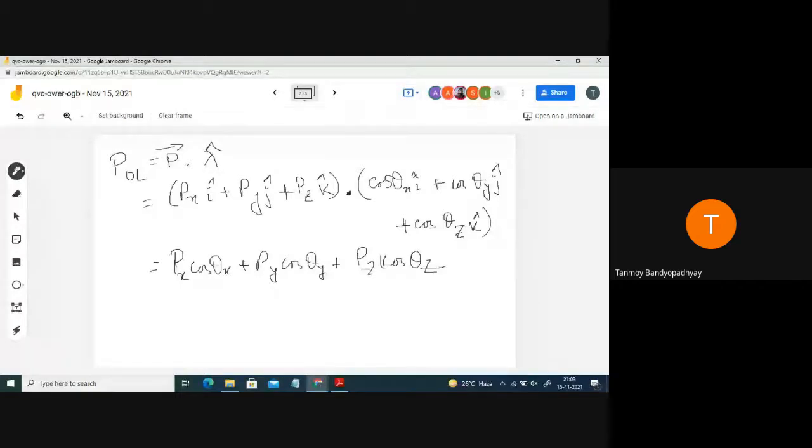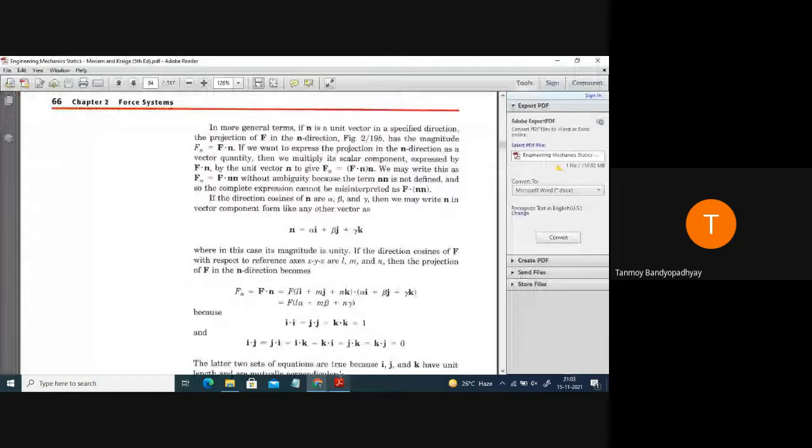This cos theta x, cos theta y, and cos theta z are the direction cosines along the vector Q. In the book they are represented by alpha, beta, and gamma. So you'll get an expression like this: Px alpha plus Py beta plus Pz gamma. If in the problem you are given the angles, just calculate the direction cosines alpha, beta, and gamma like this. So just write it down. This is the final expression.